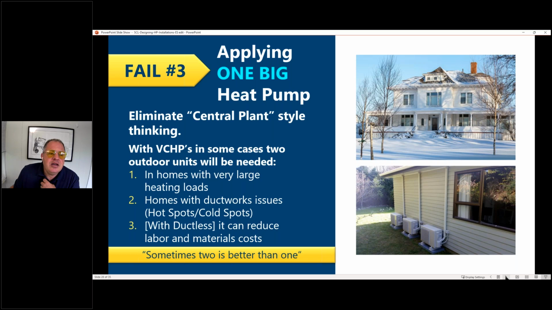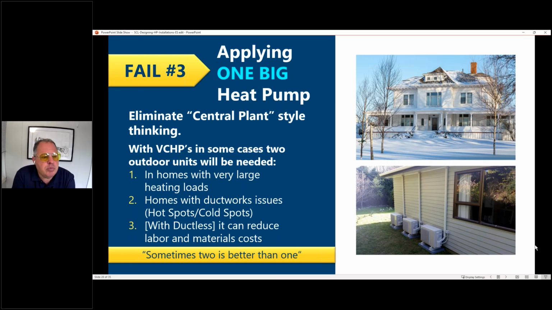Heating contractors for ages have been in what we call central plant thinking. We want a big boiler or a big furnace and a big air conditioner, and we transfer all that heat energy throughout piping and ductwork. In bigger, older homes, the heating loads will be large and you will need to use multiple heat pumps. So you have to break yourself of this one big central plant thinking as a contractor. In my experience, homeowners are easily convinced to use a couple of small, highly efficient, modern variable capacity heat pumps instead of one big one.